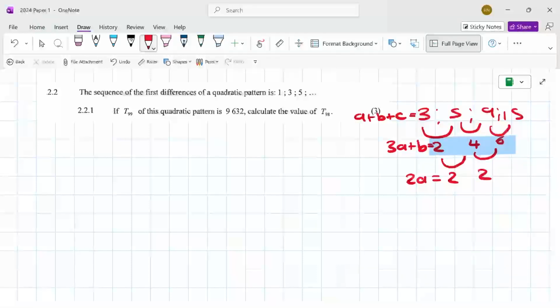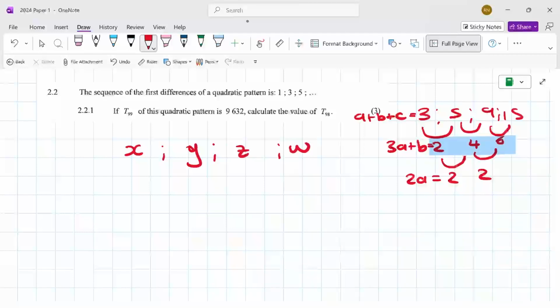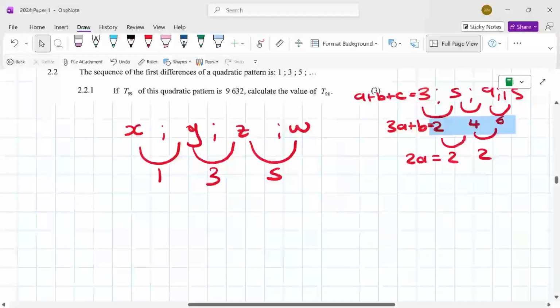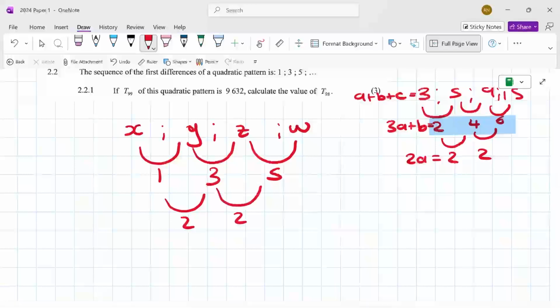So if we were to write this, we don't know what the original pattern is. We can say x, y, z, and w. We don't have to solve for them, so it's okay. We just know that the difference between the first two is 1, the difference between the second two is 3, and the difference between the third is 5, right? Then we can find the difference between these two. This is 2 and this is 2.